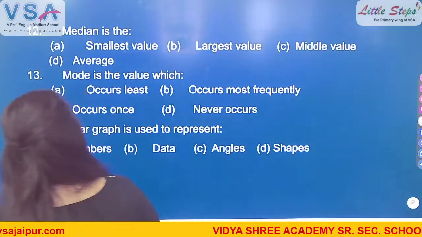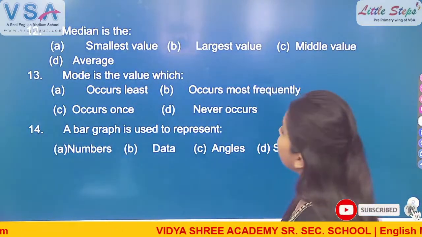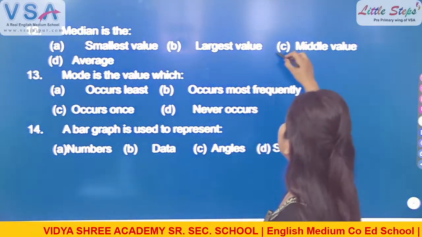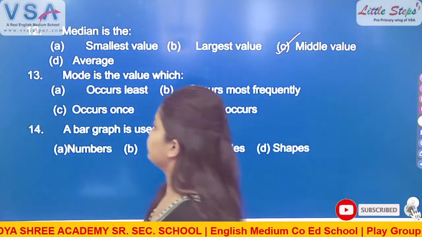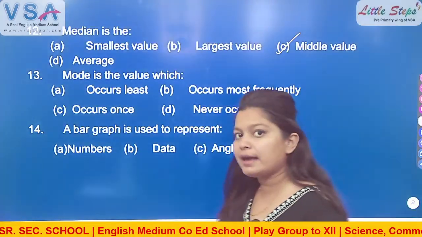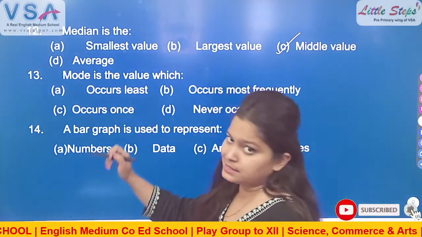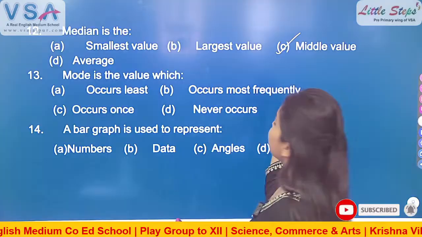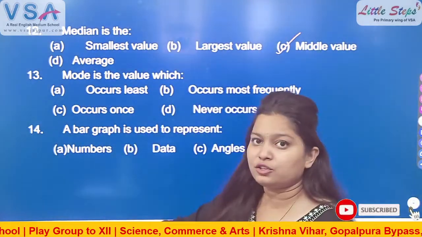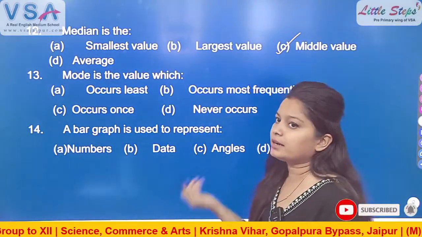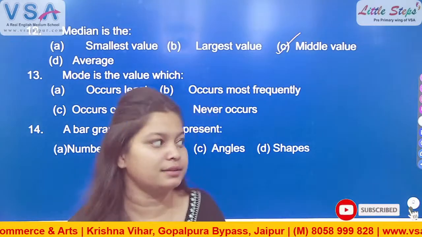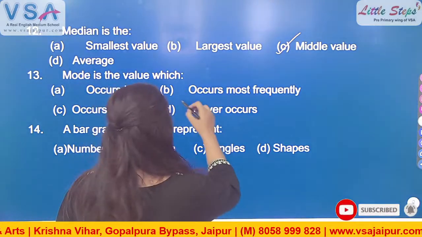Median is the smallest value, largest value, middle value, average. You all know median is the median value. Option C is the correct answer. 13th MCQ. Mode is the value which, mode वो value होती है जो occurs least, occurs most frequently, बार बार आती है, occurs once, never occurs. Of course we know and you know also mode is the one that occurs most frequently.